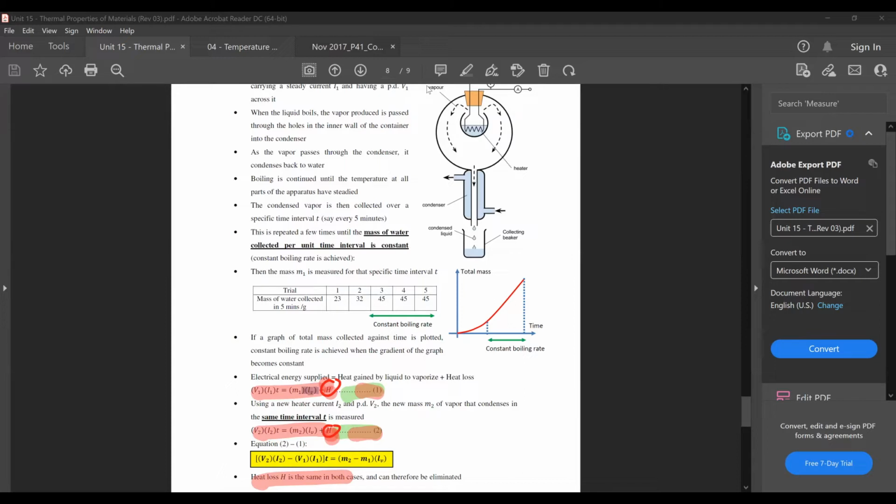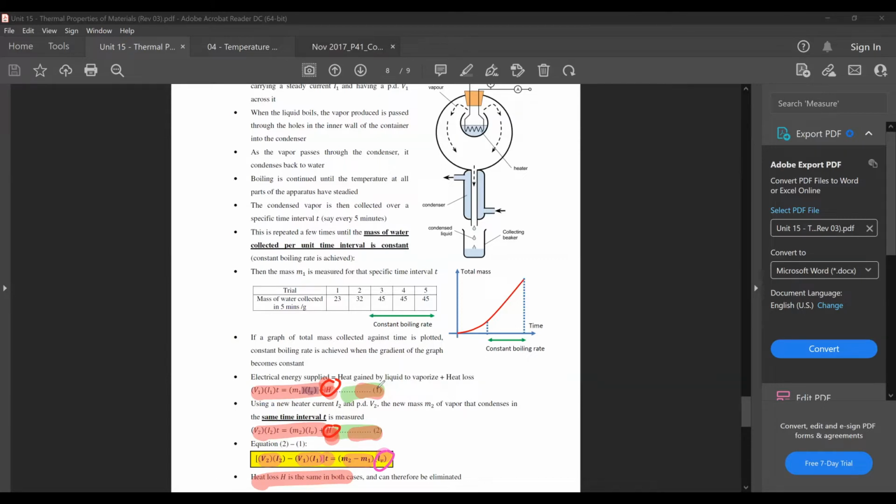Now, if you take both equations and minus one from the other, your resulting equation will actually be (V2I2 minus V1I1) times T equals (M2 minus M1) times LV, from which you can find your specific latent heat. All right. So for your case here, when you want to find specific latent heat of vaporization, you just make sure you take two different sets of power settings, do the experiment twice, find the two different equations, and then you minus them off so that you can find out what L is.